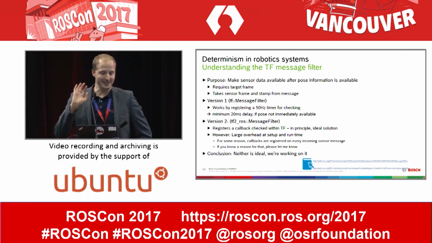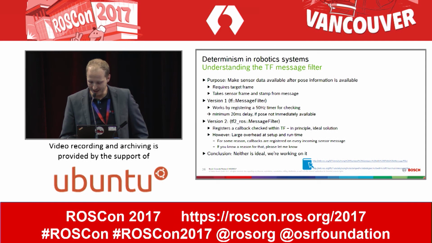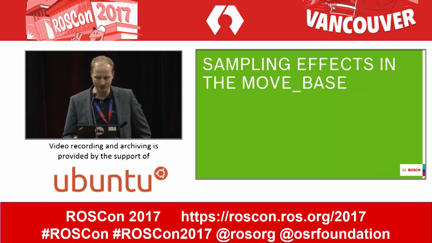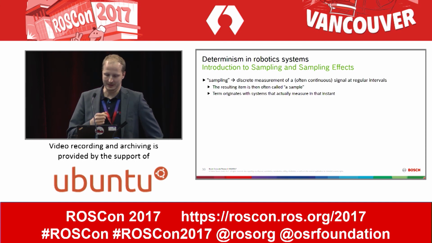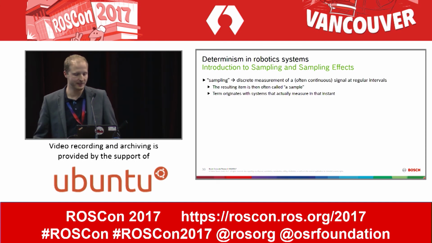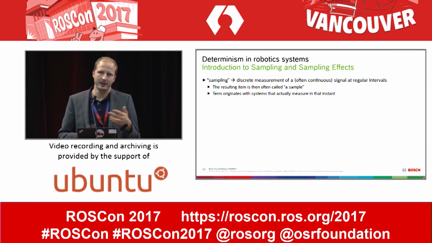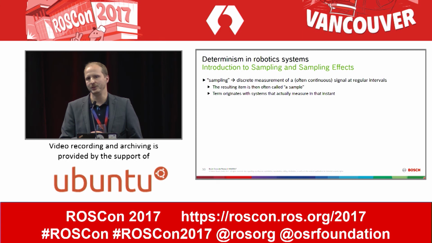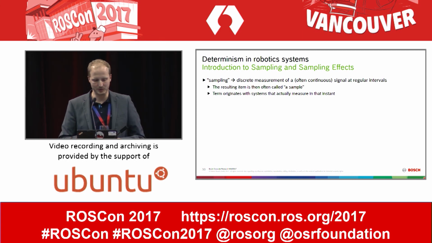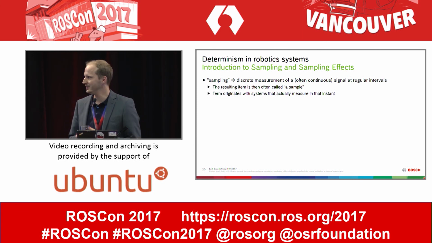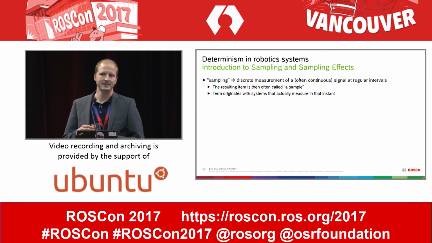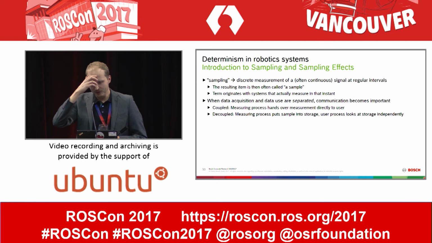Okay, so enough with sensors. I want to explain the original example a little bit more, the sampling effects in the move base. So, what's sampling? Sampling traditionally means a discrete measurement of a continuous signal. And we often do that in regular intervals. And we also sometimes call the result of that a sample. As you can guess from that, this is a term that originates from analog systems which were getting digital.